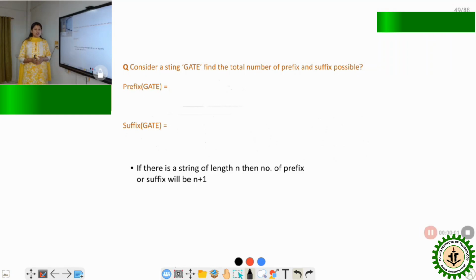So it is a continuation of the first part. We have completed what a substring is. Now we come to prefix and suffix. Consider a string GATE and find the total number of prefixes and suffixes possible.